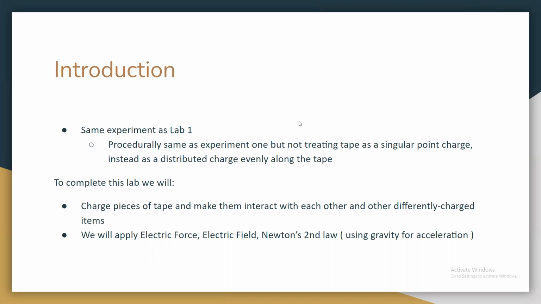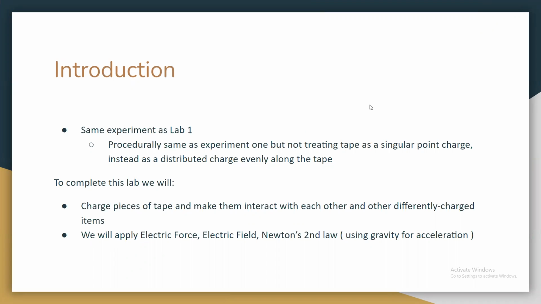The goal of this lab is to observe the transfer of electrons and determine the amount of excess charge on a piece of charged clear tape. Different from Lab 1 is that we no longer treat the charged tape as a singular point charge, but as a collection of evenly distributed point charges.